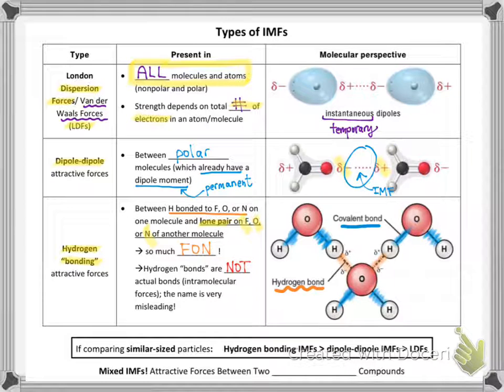Okay, important note to make. If you are comparing particles of a similar size, meaning they have about the same number of electrons, hydrogen bonding IMFs will be the strongest IMF by far. Then will come dipole to dipole IMFs, and lastly, and most weakly, are London dispersion forces. But this is only when you are comparing things of similar size.